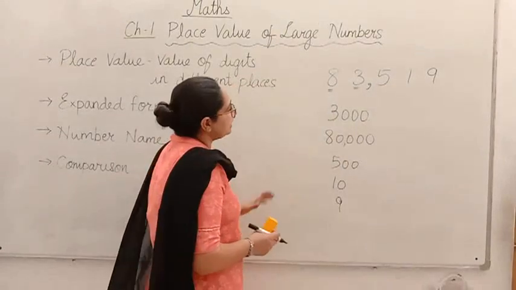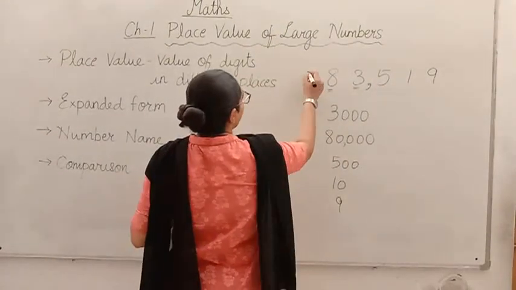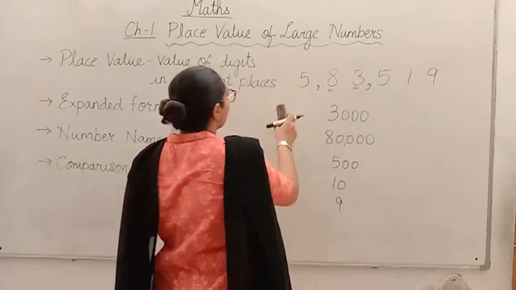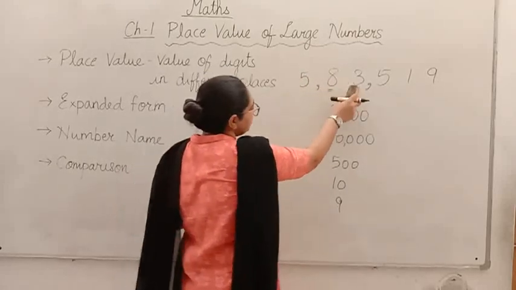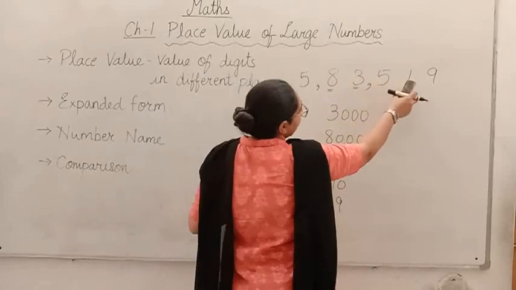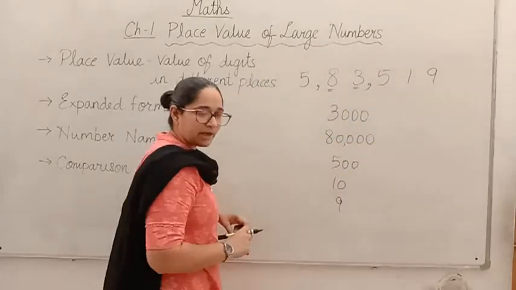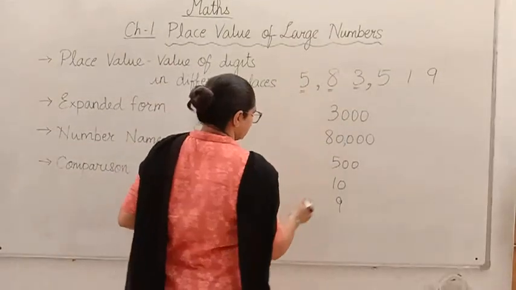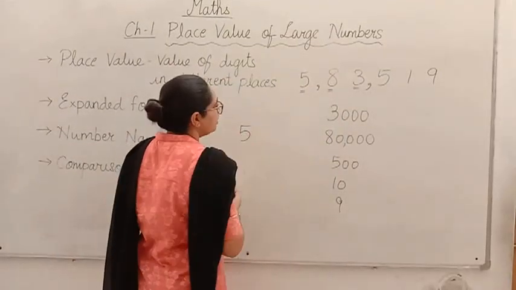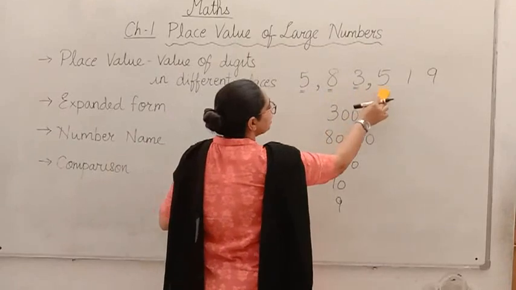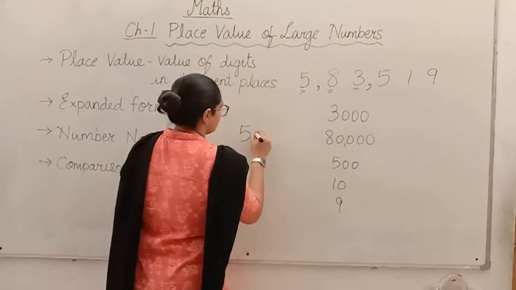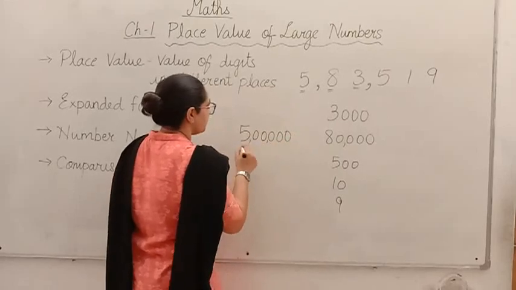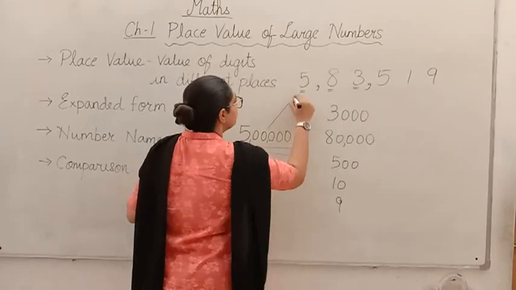Okay. Similarly, for a 6-digit number, say I add a digit here. Now this number becomes 5,83,519. So what will be the place value of this 5? Just write your number 5. How many digits? 1, 2, 3, 4, 5. This is the place value of digit 5.